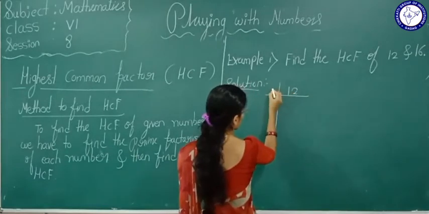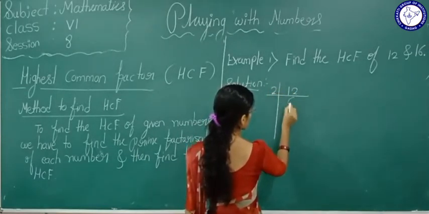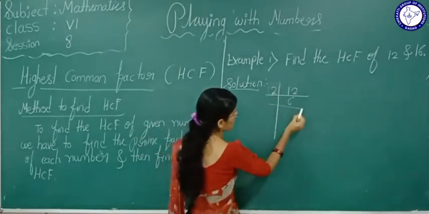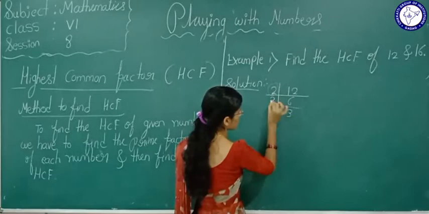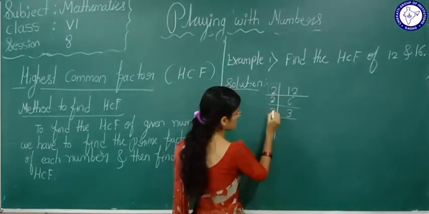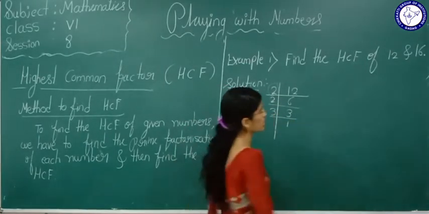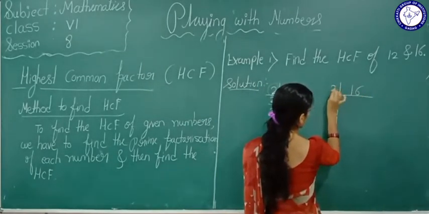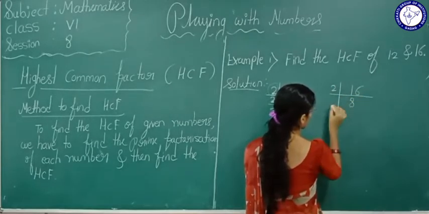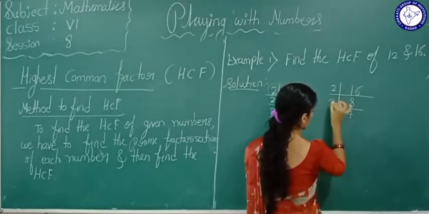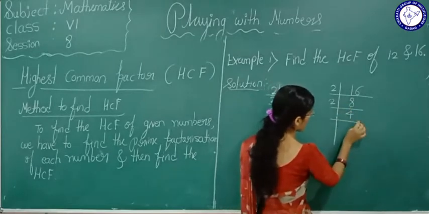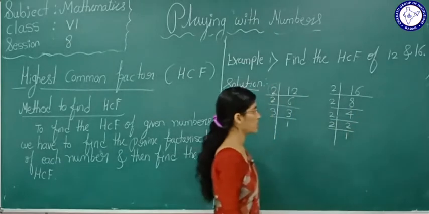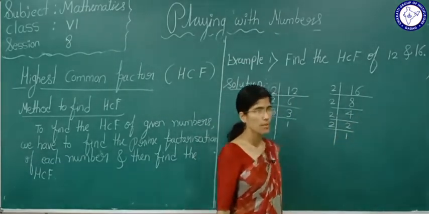Okay, 12. 2 sixes are 12. Here there should be a prime factor. What about this? 2 threes are 6. 3 ones are 3. Next, do the prime factorization of 16. 2 eights are 16. 2 fours are 8. Next we got 4. 2 twos are 4. 2 ones are 2. When the quotient comes 1, we have to stop here.